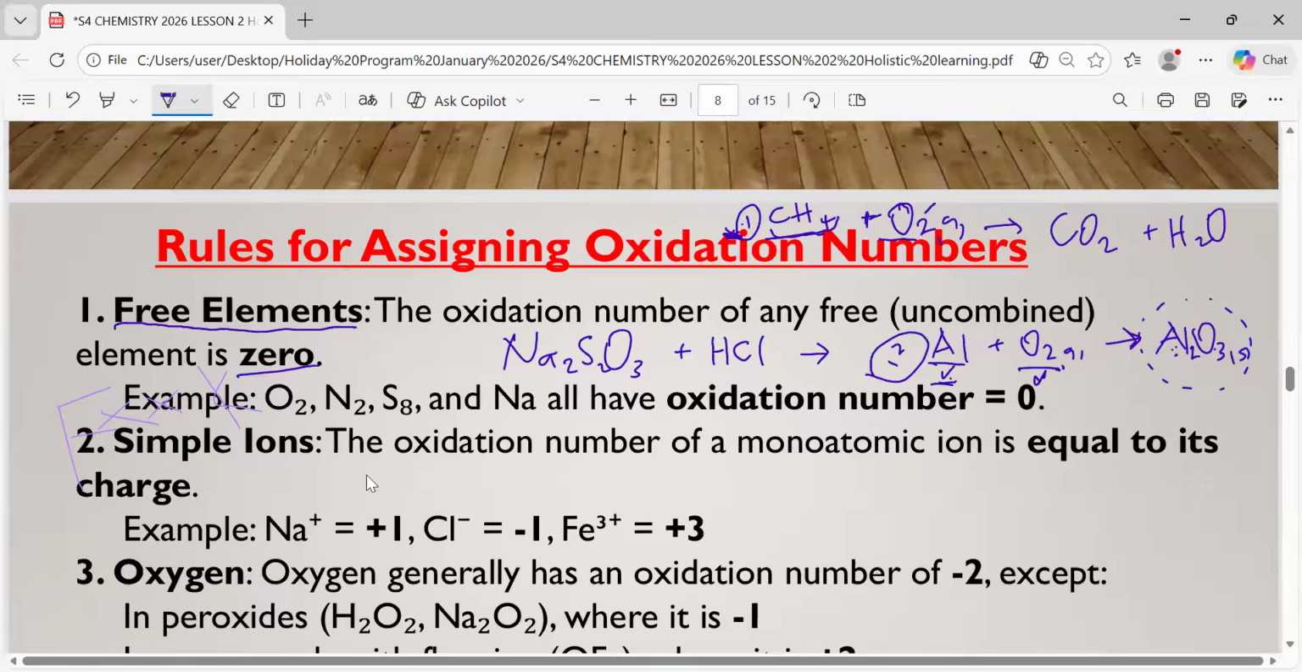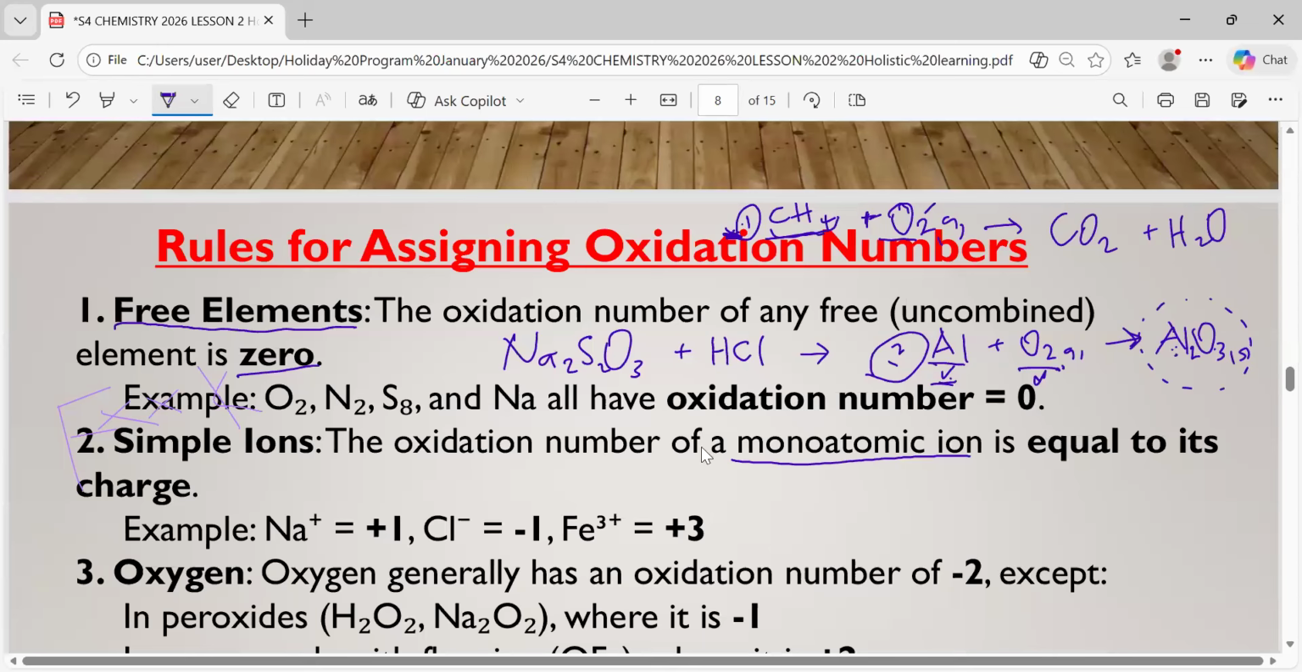Take us through rule number 2. Simple ions. The oxidation number of a monoatomic ion is equal to its charge. What does it mean when they say monoatomic? I'm not very sure. Do you recall when you were in primary when they said dicotyledonous seeds and monocotyledonous seeds? Yes, I know mono means 1. Mono means 1, di means what? 2. So here they are talking about a monoatomic ion, and in simple terms, an ion which has only one atom.